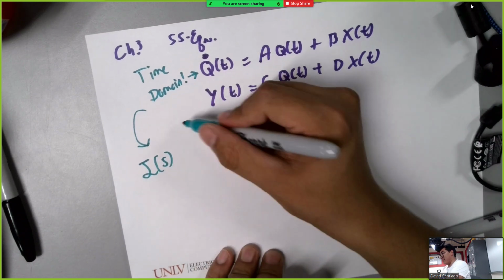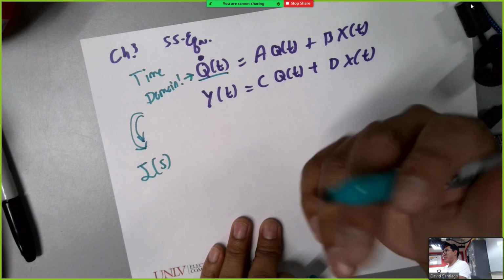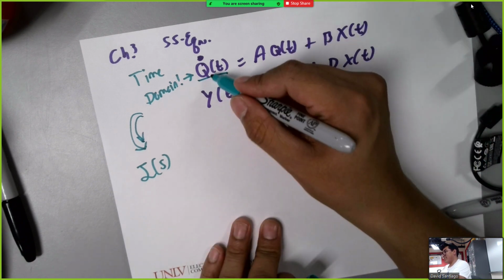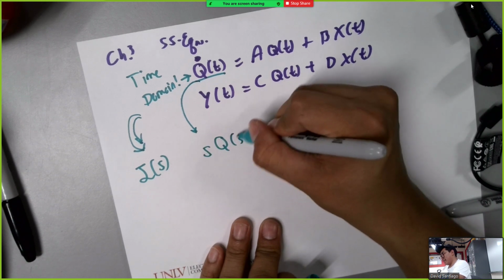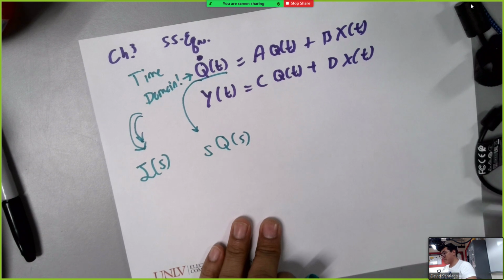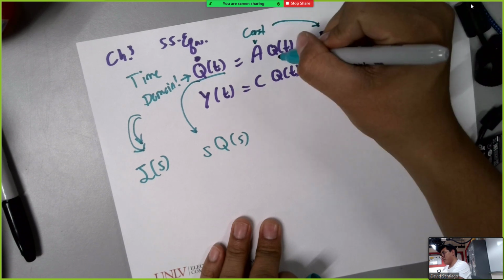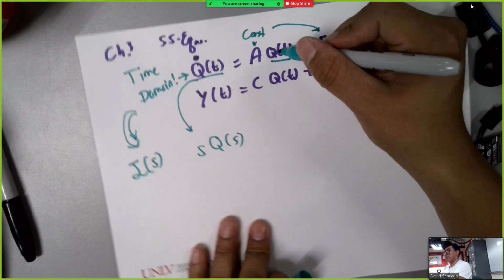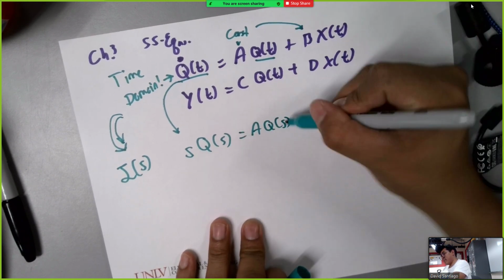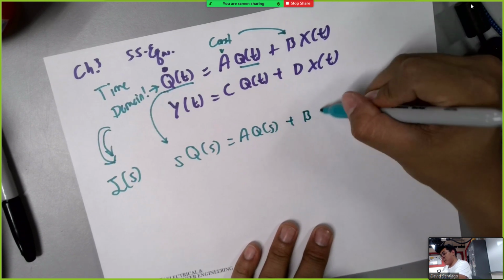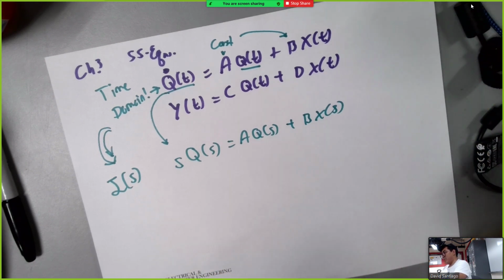To do that, you see this right here? Since it's got one derivative, this turns into s of q of s. Does that make sense? And consequently, this is a constant, and the Laplace transform of the other q just gives you q of s. So s q of s is equal to a q of s plus b x of s. Is that making sense so far? And then we can do the same thing with this one.